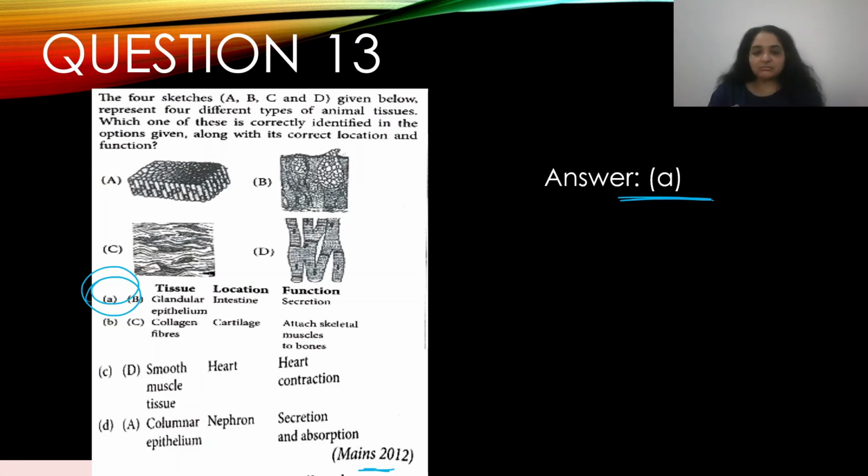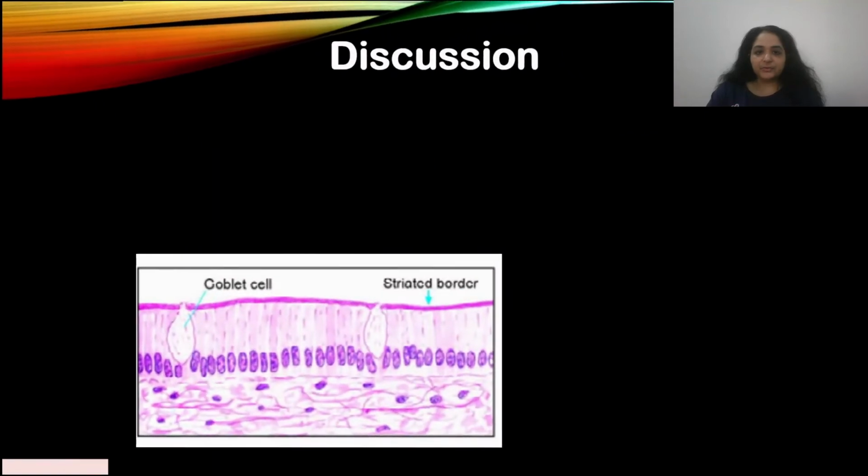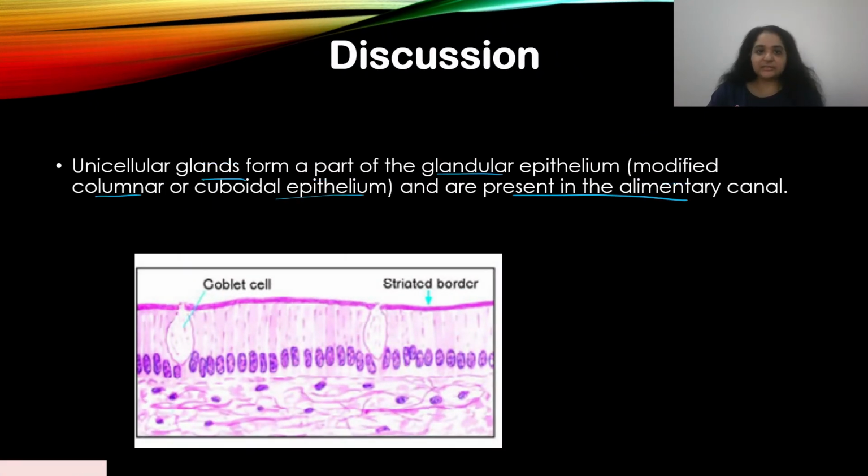I'm sorry. That's what it looks like. And yeah, they're talking about goblet cells. Unicellular glands are goblet cells, and they're present in the alimentary canal, the intestine, and they are glandular epithelium, which are modified columnar or cuboidal epithelium. We already discussed that. This is a diagram of what a goblet cell looks like. And they are present in the alimentary canal, and obviously that was the correct option there.